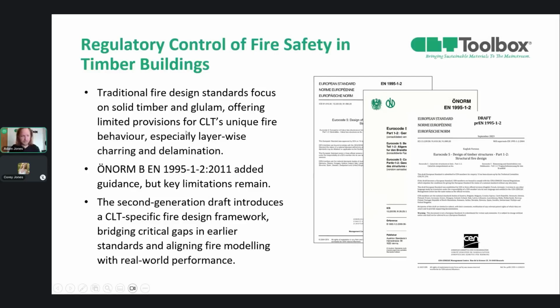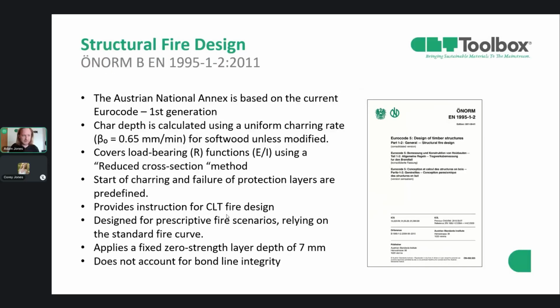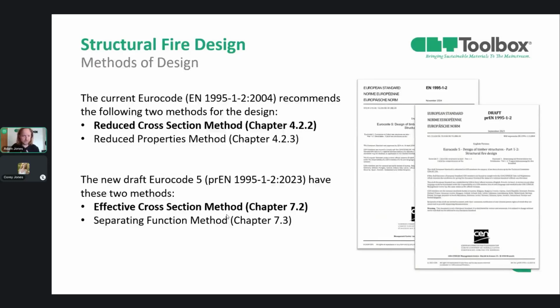You've got obviously the existing Eurocode, and then you've got the second generation of the draft Eurocode. And this actually brings in a lot of the research over the years and does introduce CLT into a design. So the Austrian National Annex, if you went down that path, it gives you a uniform char rate based on softwood. It's the reduced cross-section method, and it gives you a fixed zero strength layer and so forth.